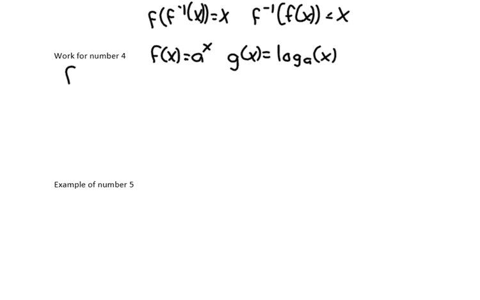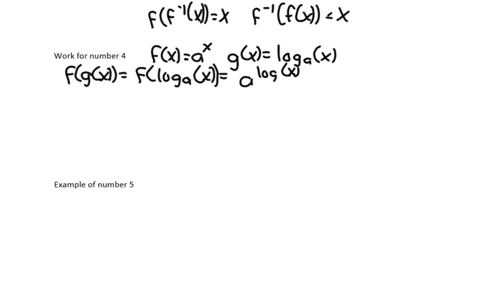So now I'm going to do the composition f of g of x. According to what I've written, g of x is log base a of x. Now remember, every time I see an x, I'm going to replace it with log base a of x. So then that is now this. And again, because a to the x and log base a of x are inverses of each other, I know this particular answer is going to be x. So now we know that.